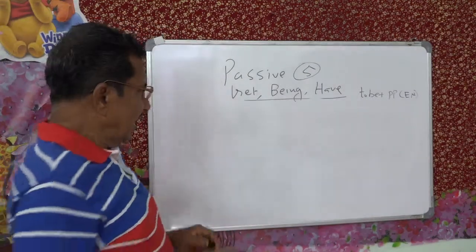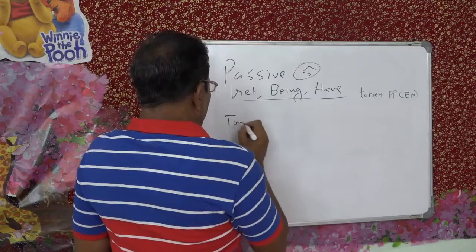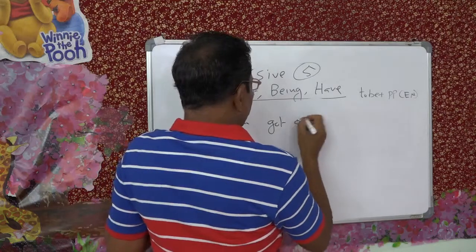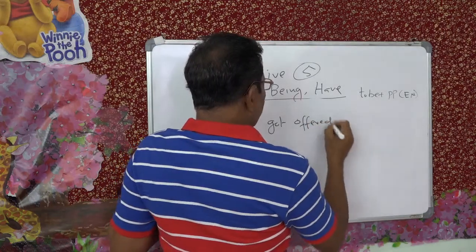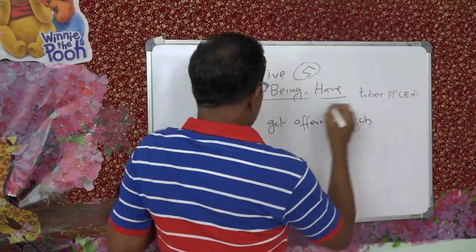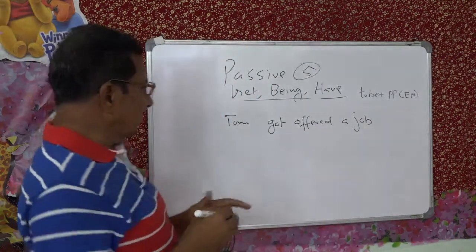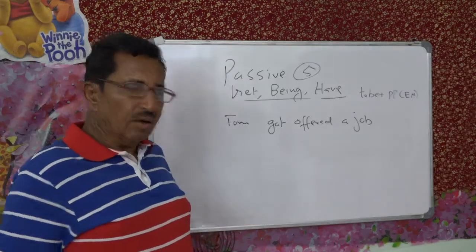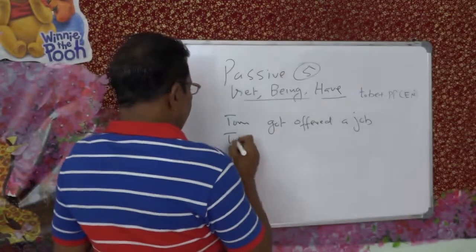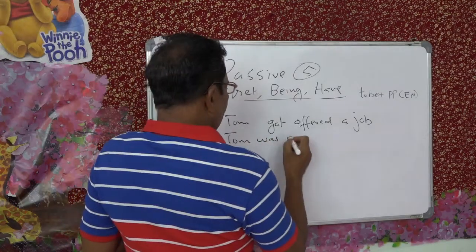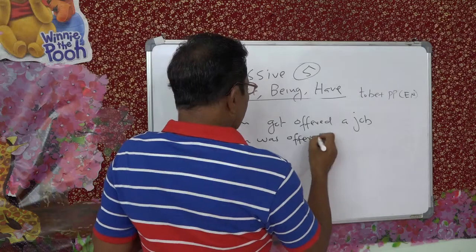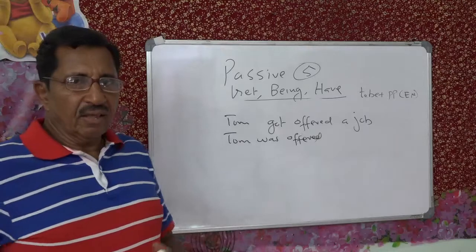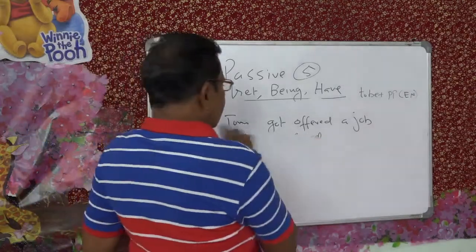You can say that Tom got offered a job. See, Tom. So the offer is made to Tom. So Tom is affected. So Tom got offered. Or the other way around, we can say Tom was offered. Okay, you can say, but I said this may look better. For some people, this may look better. So that is get passive.